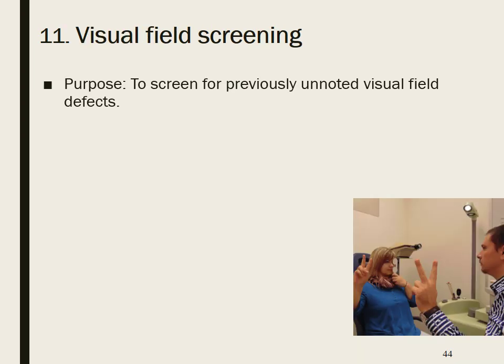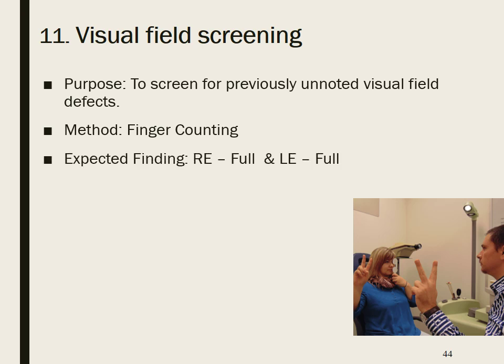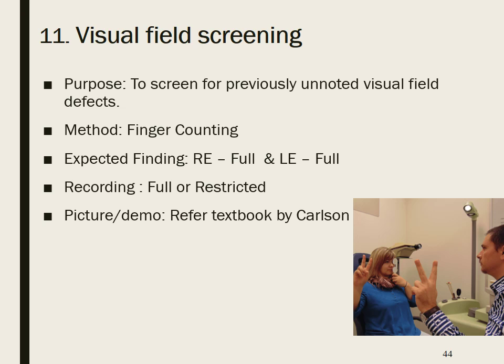Visual field screening is to screen for previously unnoted visual field defects. The method used is finger counting, or we can call it the confrontation test. The expected finding will be full for the right eye and the left eye. Record either full or any restriction of the visual field. You need to write down where the restricted area of the visual field is. For the procedure, please refer to the textbook by Carlson. And I also have uploaded the video in the iFolio.